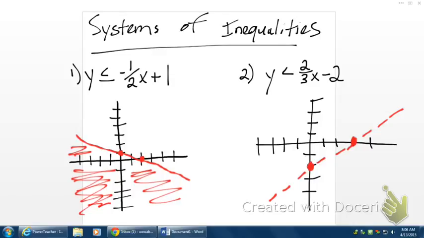Which way am I going to shade, Jacob? Still down. I'm sorry. Oh, that's okay. Typically, you can think of negative values. You want values less than that line. So you would shade down.